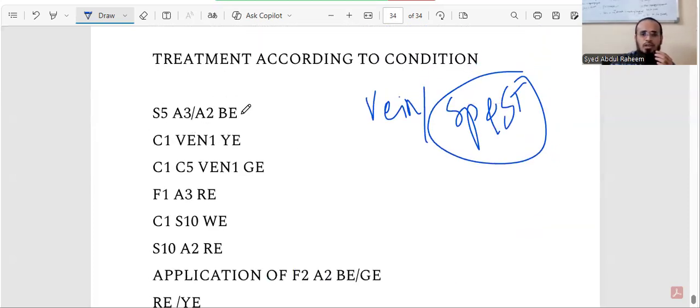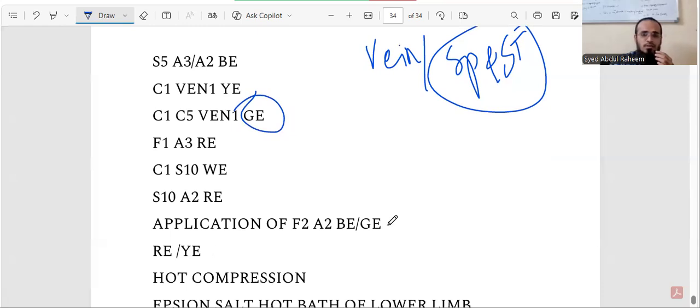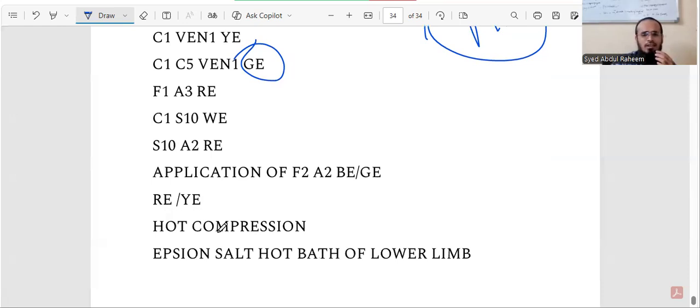S5 A3 alternately A2 BE. Start with A2, then convert to A3. C1 N1 YE, C1 C5 N1 G. G is very important. F1 A3 RE, C1 S10 WE, S10 A2 RE, and F2 A2 BE, alternately GE application, RE YE hot compress. And one salt will help you, Epsom salt, which is helpful for swelling and pain. Advise them to take 1 spoon in 1 bucket of hot water and keep their legs in it for half an hour. So this is all in today's class.